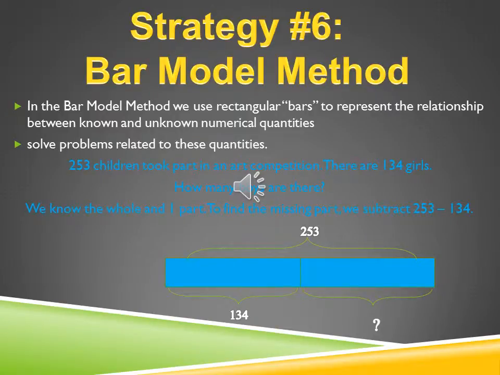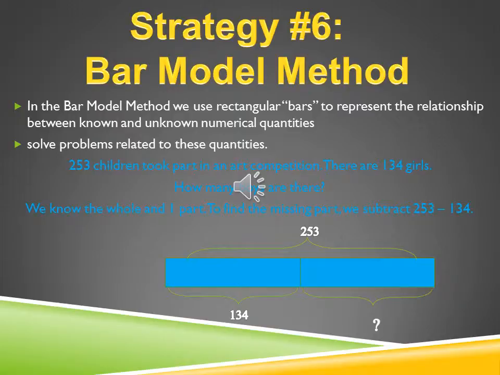Strategy number 6 is the bar model method. In the bar model method, we use rectangular bars to represent the relationship between known and unknown numerical quantities. Solve problems related to these quantities.